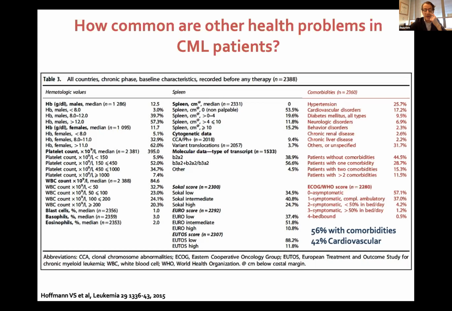And this is just a large data set from Europe showing how often a CML patient may have, for example, cardiovascular or other significant comorbidities. It comes to about 40–50% with cardiovascular or other significant comorbidities that could drive adverse events with TKI. So this is, again, a strong part of the agenda.